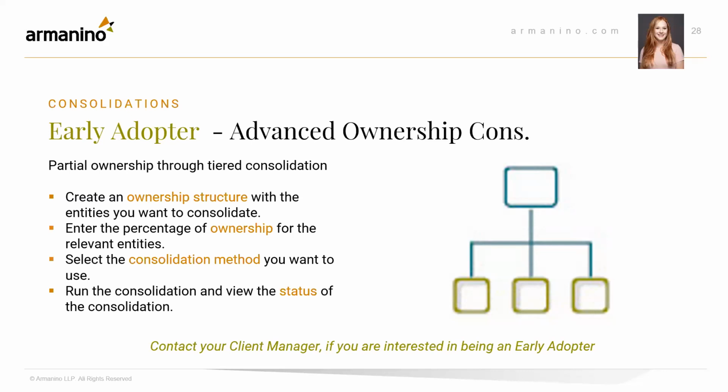And I do think that this is a really important early adopter program for any partial ownership through tiered consolidation. So if you have a subsidiary that you don't wholly own, that you own a portion of, this early adopter program will allow you to only consolidate the portion that you own, and so you can run your consolidated books. This is still an early adopter. Hopefully it will be widely available in a future release, but if you're interested, please reach out again to your client manager to join that program.